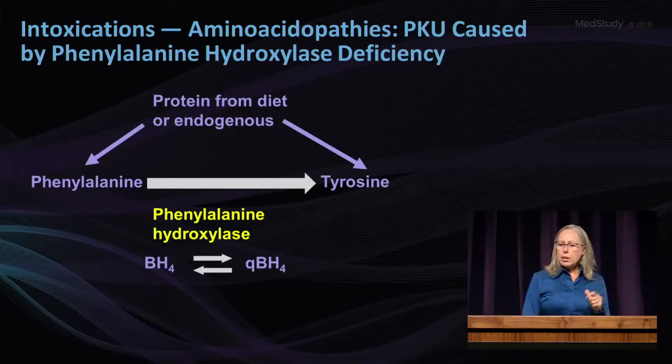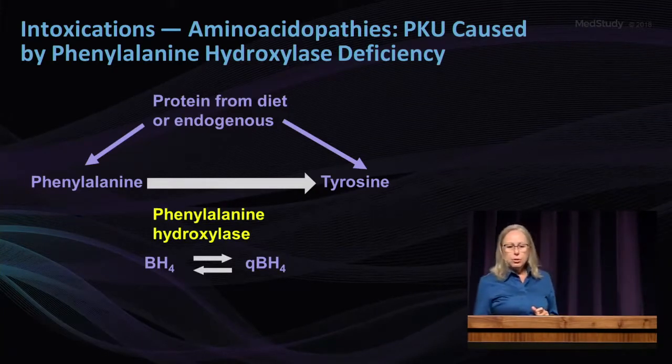So PKU is most usually due to deficiencies in phenylalanine hydroxylase, the enzyme that takes phenylalanine to tyrosine. I love this condition because there's only one way to enter this pathway, and that's by eating. Phenylalanine is an essential amino acid. You have to eat it to get it. Tyrosine you can make, and you can also eat it.